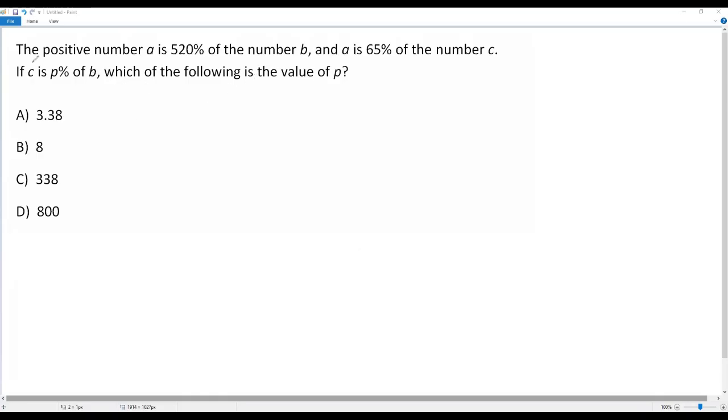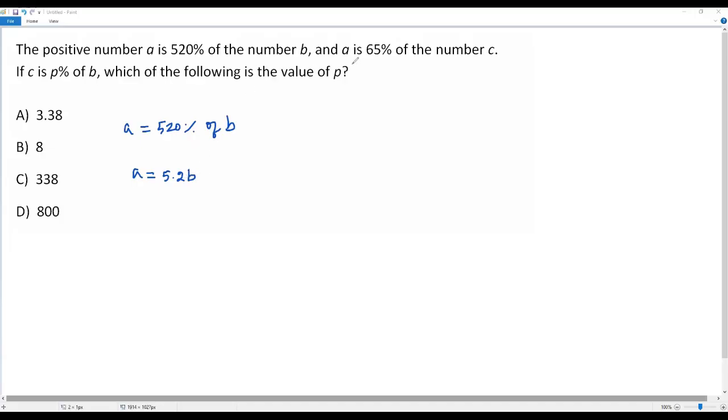Okay, now let me consider the first information we have over here. That is, a positive number A equals 520% of the number B. Here we can convert this percentage to a decimal. For that, we have to divide 520 by 100. When I divide 520 by 100, I am getting 5.2. And in mathematics, when we have the word "of," it can be considered as multiplication. Then we get 5.2 times B.